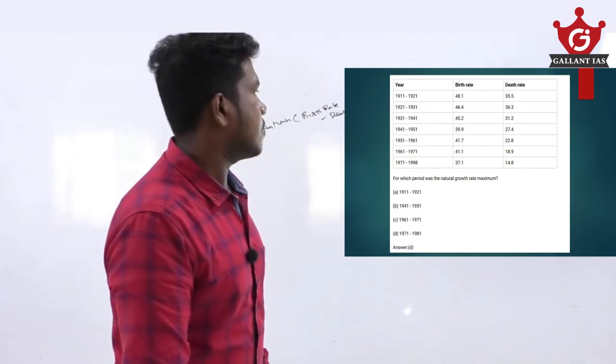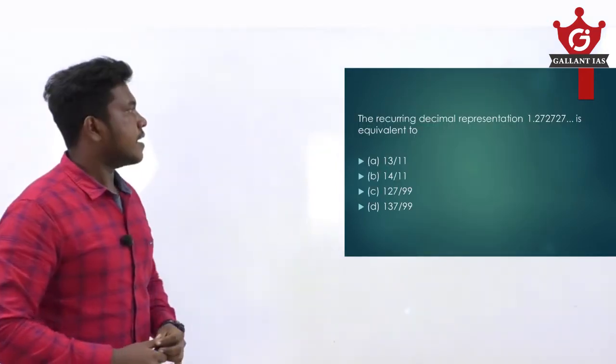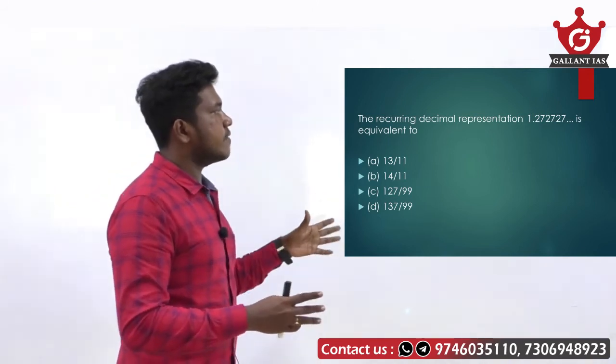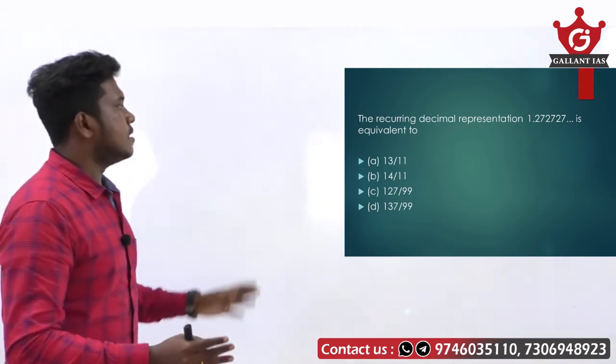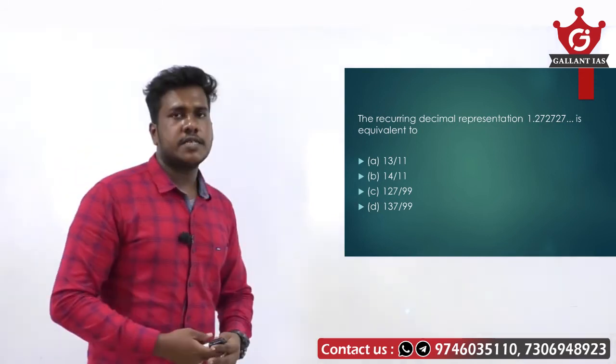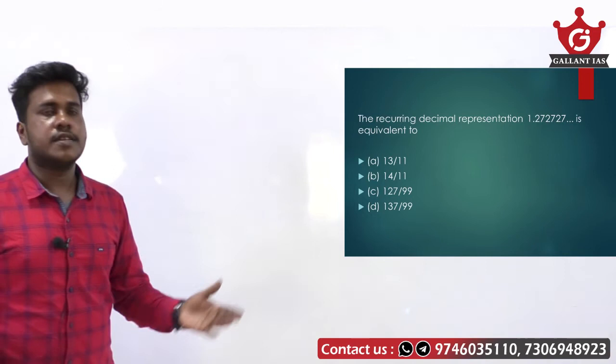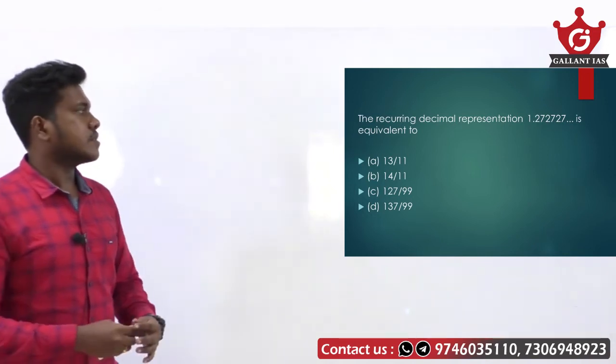Here you can use not to solve this. The recurring decimal representation 1.272727 is equivalent to what? So this is also another simple question. There is no shortcut here, just divide it and find whether you are getting 1.272727.